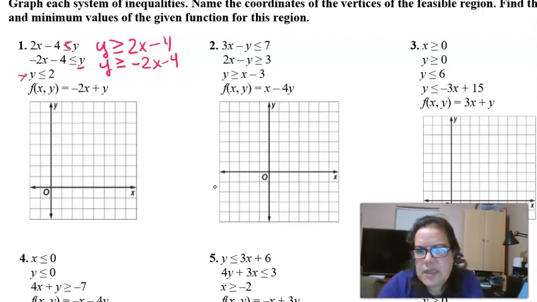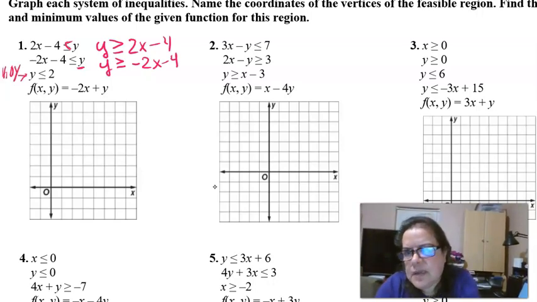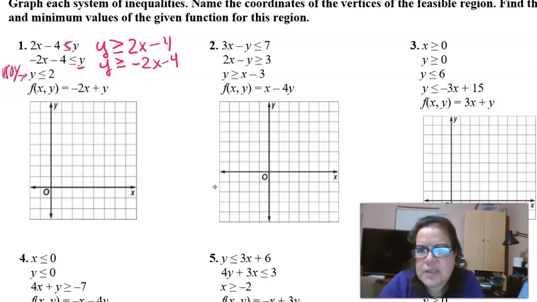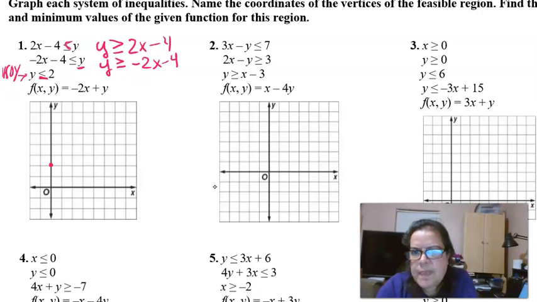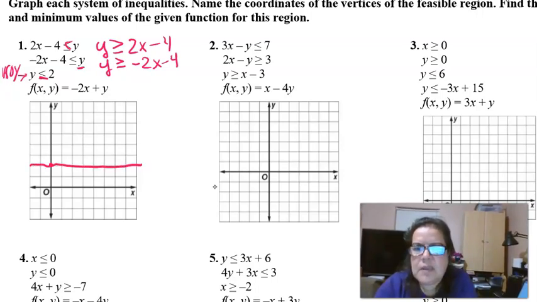I'm going to start with this one. I see that as a horizontal line since it's y equals. And so I'm going to go ahead and graph it as a horizontal line. Keep in mind that it does have a bar, so I'm going to make a solid line. So y is 2 is here. And so I'm going to go ahead and make a solid line there. So that is your y is less than or equal to 2. Since I would have to shade this, I'm going to wait a little bit so I can shade just the region that is bounded by these 3 equations.